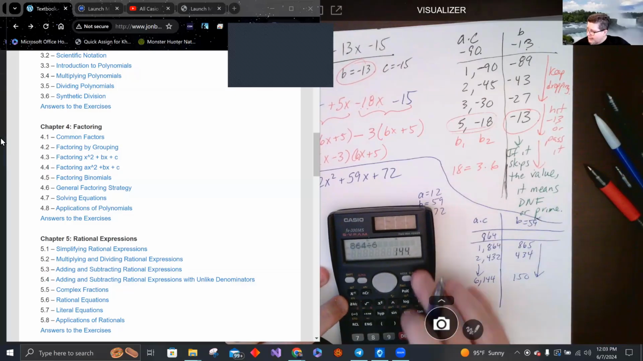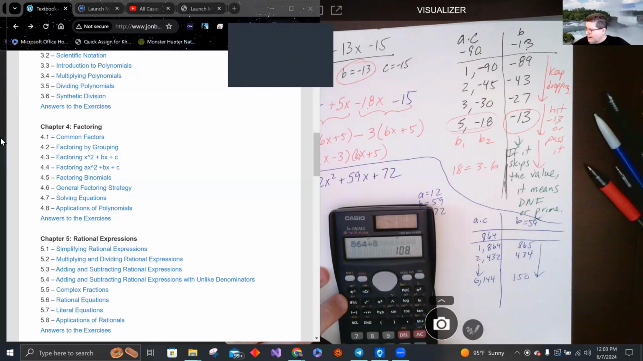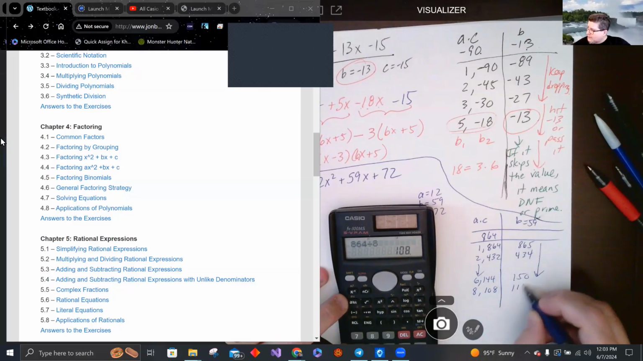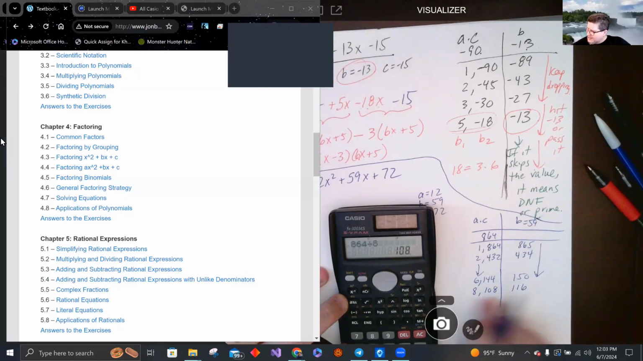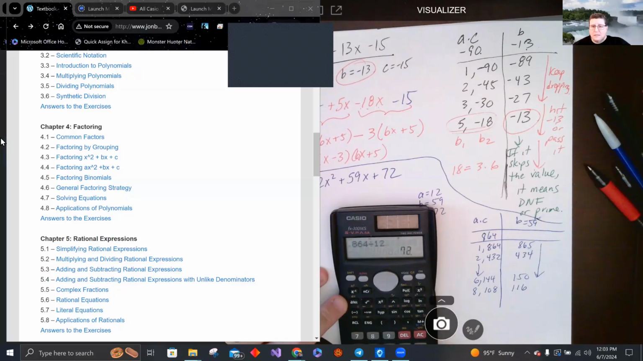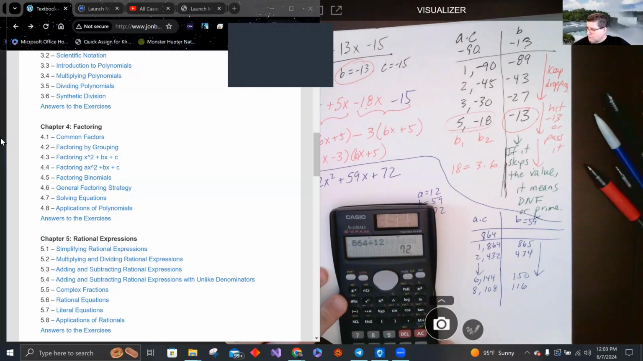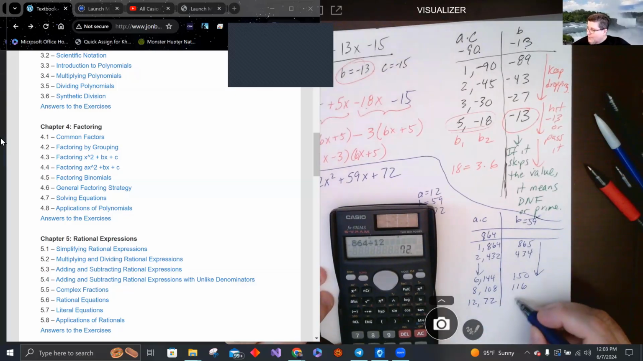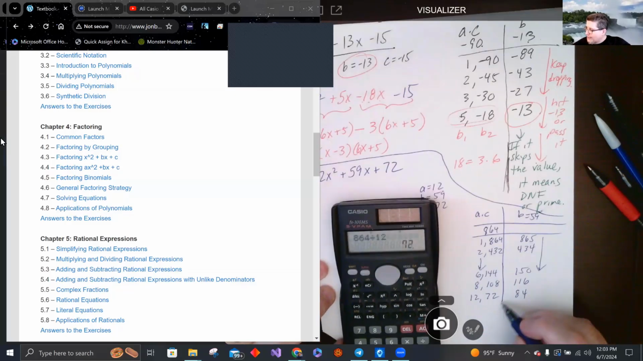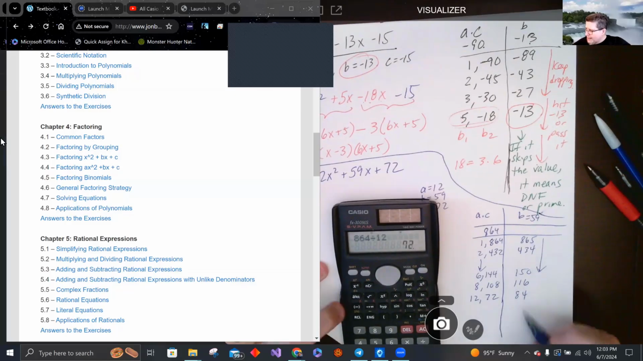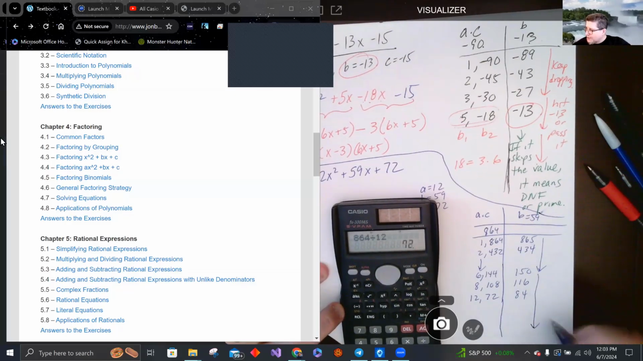Is it divisible by 8? It looks like it's divisible by 8. 864 divided by 8 is 108. We're still too high. 10 doesn't go in. Maybe 12. Does 12 go in? Oh, I know 12 goes in. It's one of the original factors. That's 84. It's still too high. We need something larger. So now I'm getting close to 59. I'm going to start going slow.